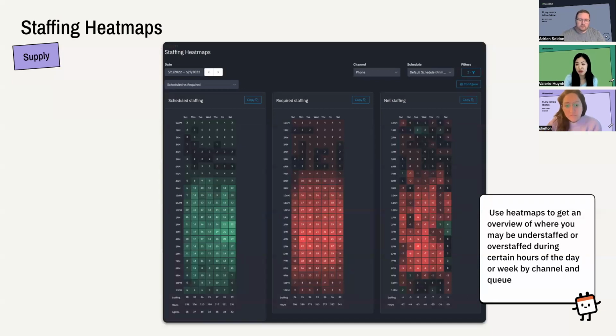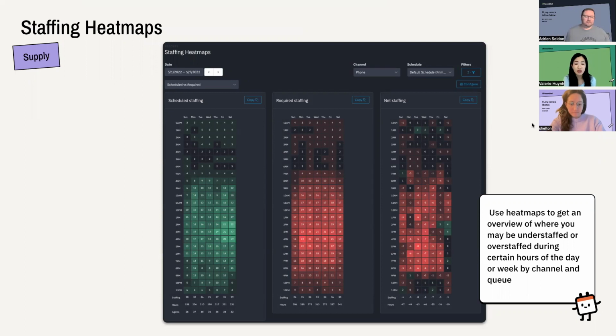And you can also see other metrics, including not only scheduled versus required staffing, but also scheduled versus actual hours worked, and even more cuts of data. And so, for this particular example, taking a look at this team, on that net staffing section on the right-hand side, it definitely looks like they are quite underwater. We're seeing a lot of reds throughout.